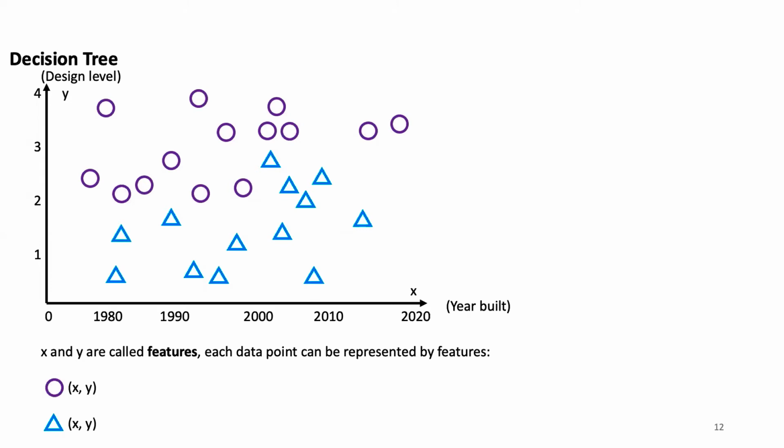Imagine that our data set looks like this. You can see we have circles and triangles. The triangle represents a building that is not safe, and the circle represents a building that is safe. In the X direction, the meaning is the year the building was built, and in the Y direction, it means the design level, right? So here, X and Y are called features of your data. Each data point can be represented by these features, and you can add many dimensions into these features. Here, this simple example has only 2 features.